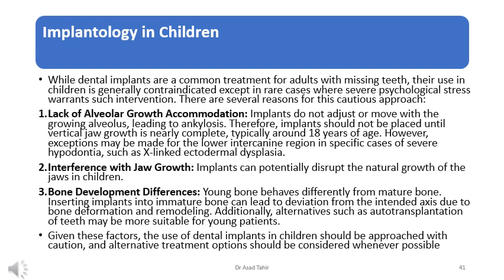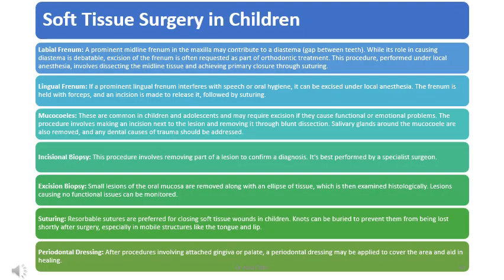Interference with jaw growth. Implants can potentially disrupt the natural growth of the jaws in children. Bone development differences. Young bone behaves differently from mature bone. Inserting implants into immature bone can lead to deviation from the intended axis due to bone deformation and remodeling. Additionally, alternatives such as autotransplantation of teeth may be more suitable for young patients. Given these factors, the use of dental implants in children should be approached with caution, and alternative treatment options should be considered whenever possible.